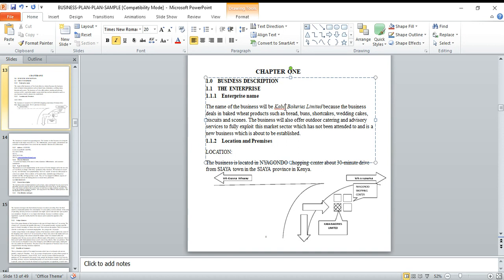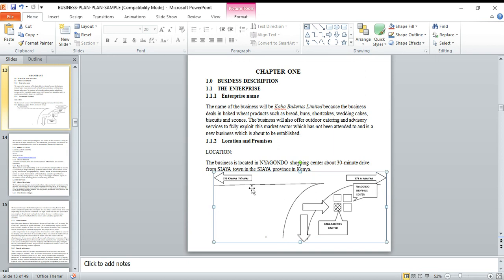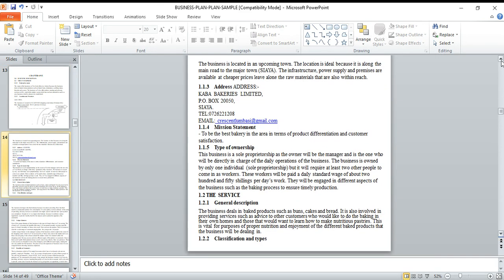Then we said that is the name. So in the business description, we say it should contain the name. Number two, it should contain the location. Under location, you can see the business is located in Nyagondo Shopping Center, about 30 minutes drive from Siaya town in the Siaya province in Kenya. So you see the location is very precise and has the map to Siaya town. You can see all the information in there to show the location. So you should be able to give a specific location.